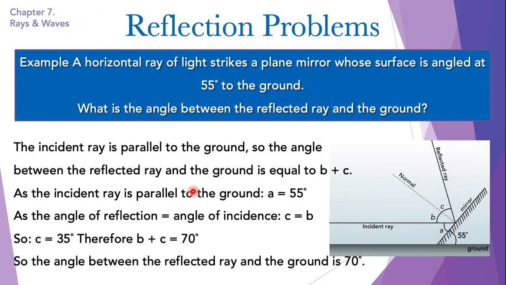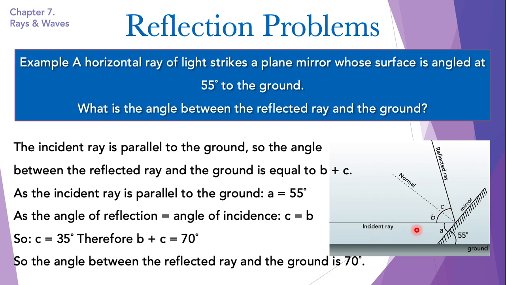That is, some questions. So here we have the first question. A horizontal ray of light strikes a plane mirror whose surface is angled at 55 degrees to the ground. So this is the ground and this is the mirror, which is angled from the ground at 55 degrees. And this is the incident ray which strikes this plane mirror. So what is the angle between the reflected ray and the ground? So how to find the answer to this? In this diagram, as you can see, the angles A, B and C have also been labeled to help with the calculation.